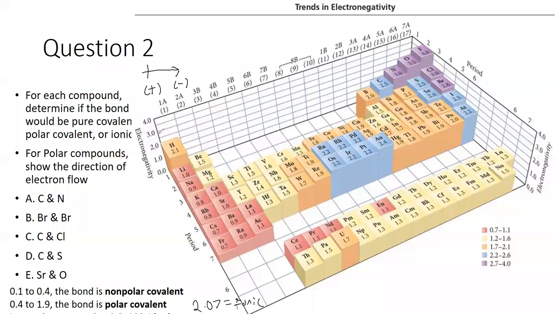So I'll just do A. We have carbon and nitrogen. Carbon's 2.5, nitrogen is 3. So that has a difference of 0.5, which makes us polar. Since it's polar, I have to draw this arrow in the correct orientation. The arrowhead always goes towards the more electronegative atom. So nitrogen would be partially negative, carbon would be partially positive. So using that table on the right, see if you can figure out B, C, D, and E for me. Let me know if you have questions.